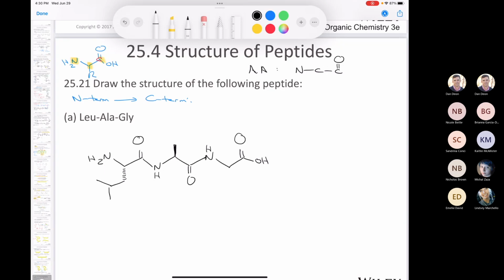There's nothing wrong with what I've drawn here, but if you want to make this a Zwitterion and say, hey, this is a physiological pH, so you'd put NH3 plus here and O minus, then that's fine too.